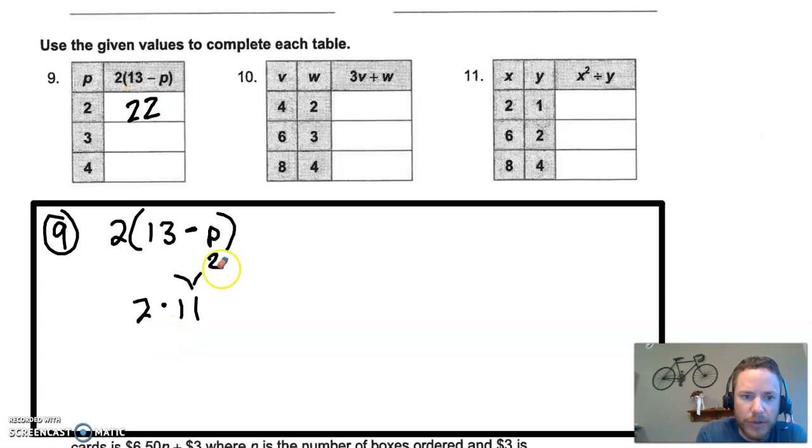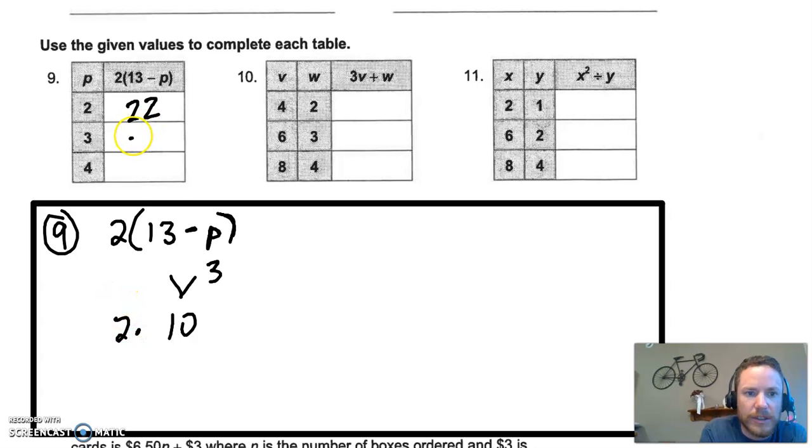I could hopefully quickly take some of this stuff out and change the p to a 3. 13 minus 3 is 10, and 2 times 10 is 20. And over here, p changes to a 4. 13 minus 4 is 9, and 2 times 9 is 18.